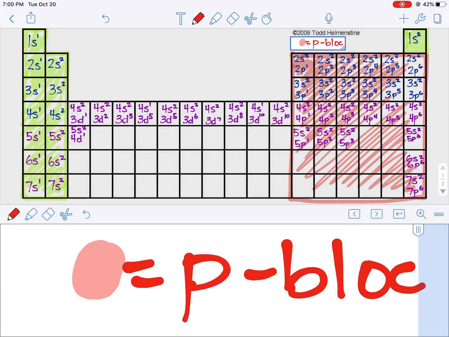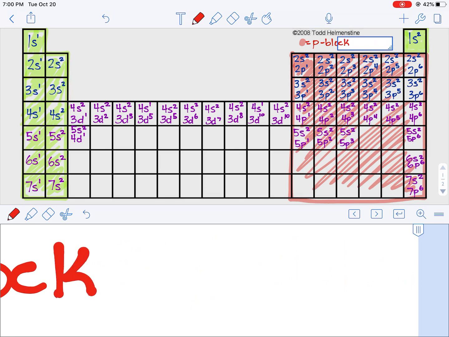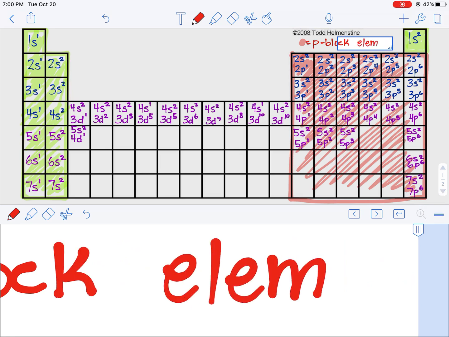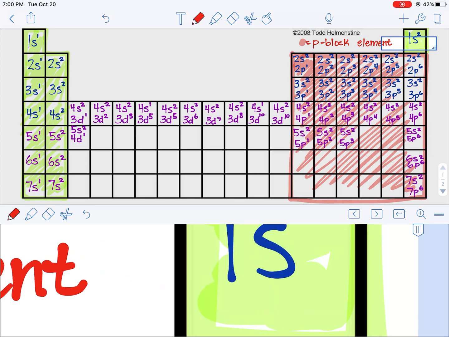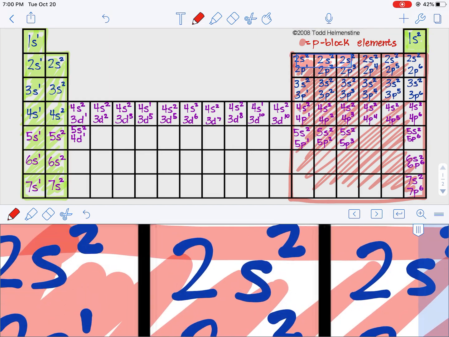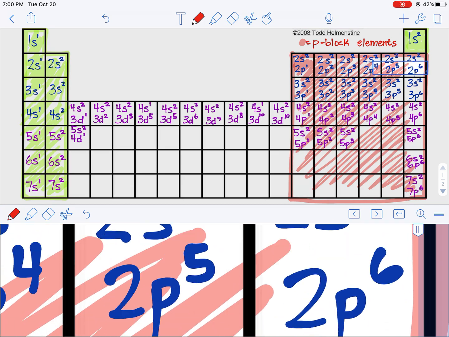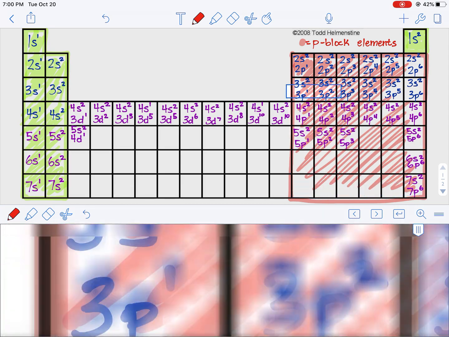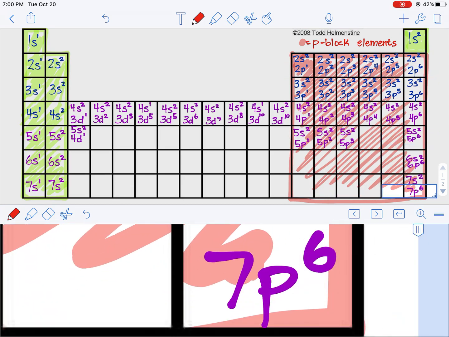In other words, the valence electrons for these elements are filling or occupying the P sublevel. The maximum number of electrons that can go into the P sublevel is 6, and you'll notice that these elements are grouped in groups of 6.